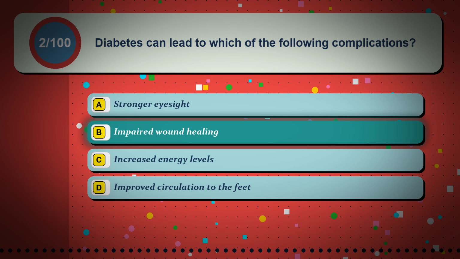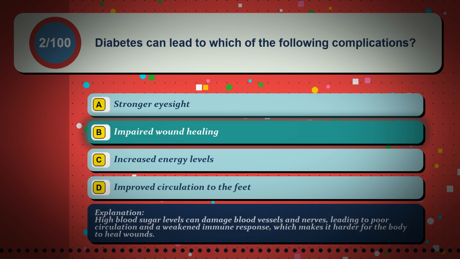The correct answer is option B, impaired wound healing. High blood sugar levels can damage blood vessels and nerves, leading to poor circulation and a weakened immune response, which makes it harder for the body to heal wounds.